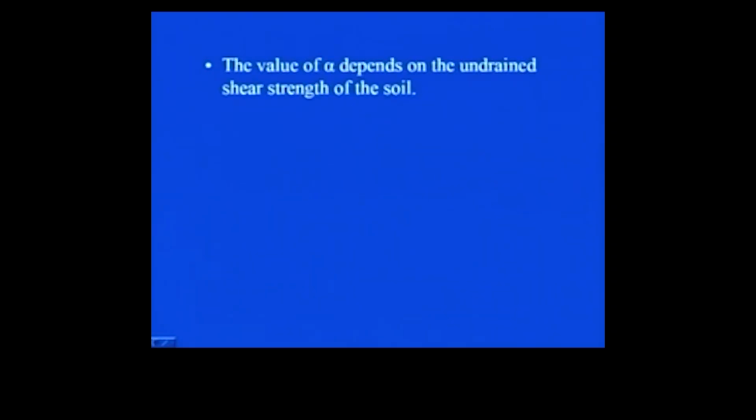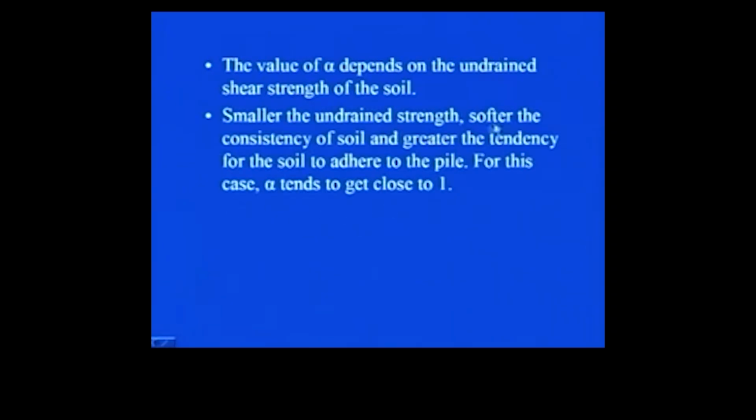Now, how can we estimate these values of alpha? The values of alpha depend on the undrained shear strength of the soil. Smaller the undrained strength, softer the consistency of soil, and greater the tendency for the soil to adhere to the pile. For this case, alpha will tend close to 1. So, for smaller undrained shear strength, what will happen? The soil will be more soft in nature, and as the clay is soft, its consistency is low, then it will have the greater tendency to adhere to the pile shaft, and so alpha will tend to 1.